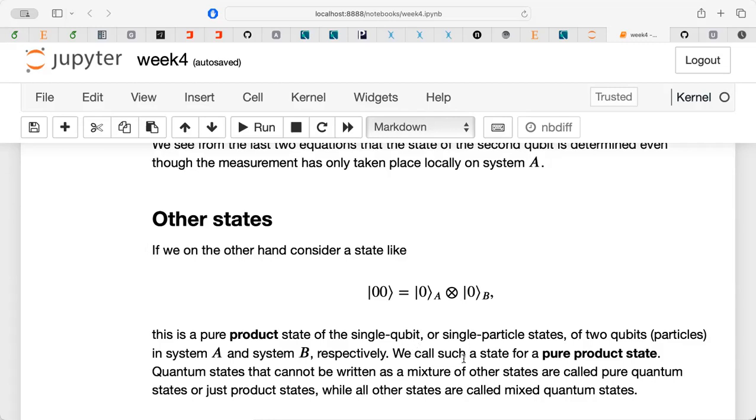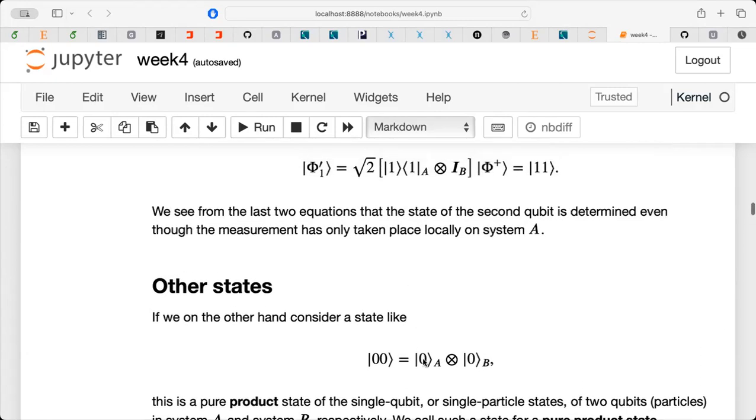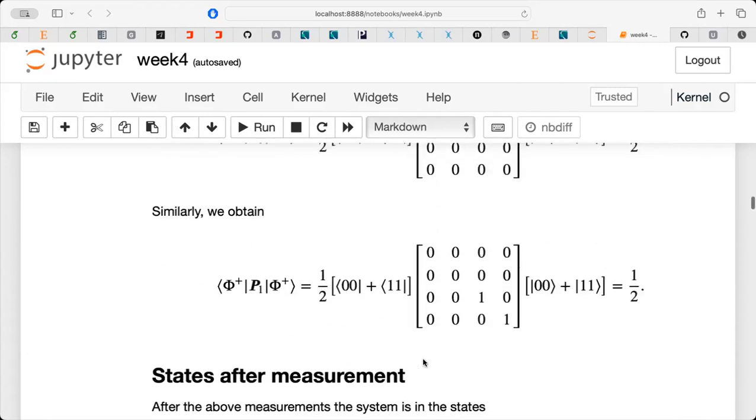And we normally label such a state as a pure product state or just a plain product state. So quantum states that cannot be written as a mixture of other states are normally called pure quantum states, while all other states are normally called mixed quantum states. So this is the way we would define an entangled system.